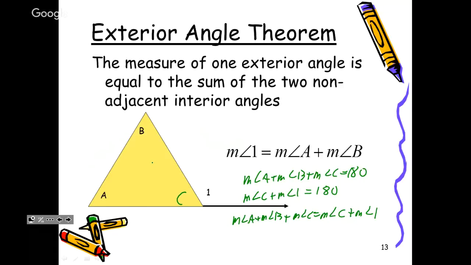And what do we notice? That they both have the measure of angle C. So if we subtract C out, we get the measure of angle A plus the measure of angle B equals the measure of angle 1, which is exactly what the theorem tells us. So we've actually proven that this theorem holds true. It's pretty neat.